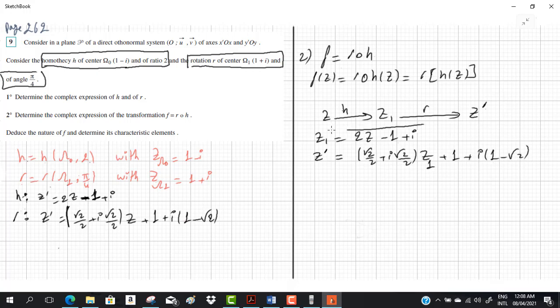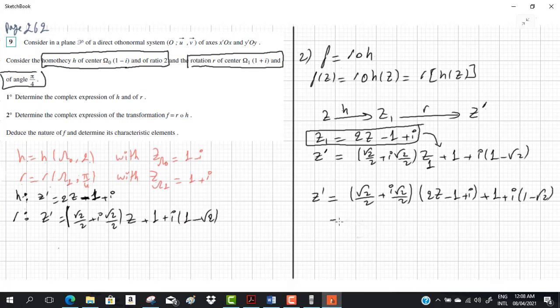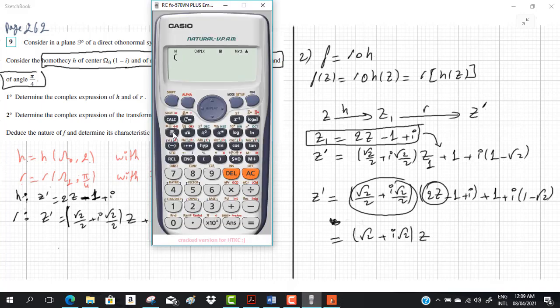هيدي Z1. I just have to substitute Z1 in the relation. يعني Z prime equal radical 2 over 2 plus I into radical 2 over 2 into Z1 هي 2Z minus 1 plus I plus 1 plus I into 1 minus radical 2. هيدا الفاكتور أول شي حأضربه ب 2Z راح يضل عندي radical 2 plus I radical 2 Z. بعدين هيدا الفاكتور حأضربه ب minus 1 plus I، يعني radical 2 over 2 plus I into radical 2 over 2 into minus 1 plus I. يعني اللي عملته انه ضربت هيدا الفاكتور.